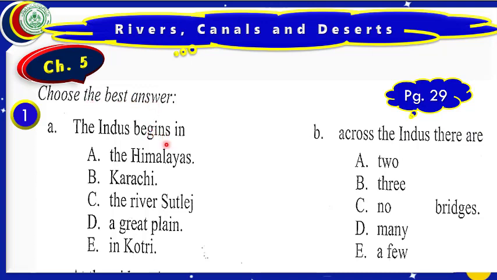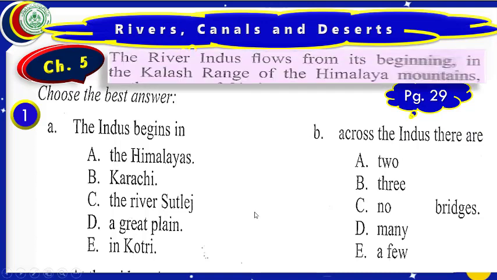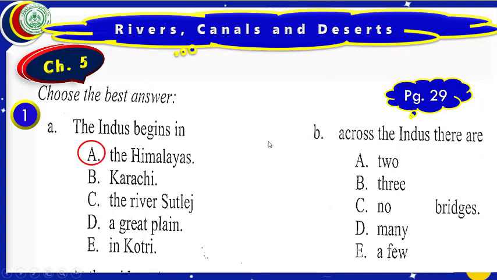The Indus begins in, where does it begin? In Himalaya, Karachi, River Satluj, Great Plain, Kotdi. We have read it starts in Himalaya. You can see it is given in your lesson. The river Indus flows from the beginning in Kailash ranges of Himalaya mountains. It starts in Himalaya. We shall choose the answer Himalaya.